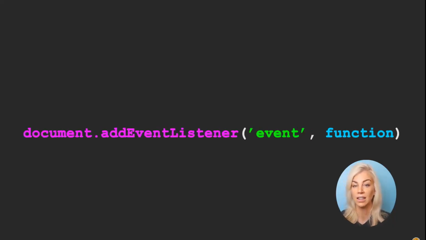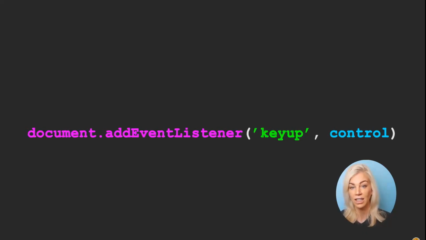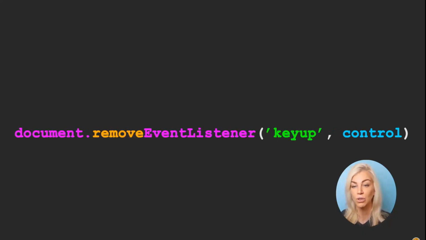You can see here that we are passing through two things: the type of event, so in this case keyup, and a function. In this case, it's the function control we have just written. You can also do removeEventListener to deactivate any listening happening. There are literally so many events you can use. Here are just a few off the top of my head.